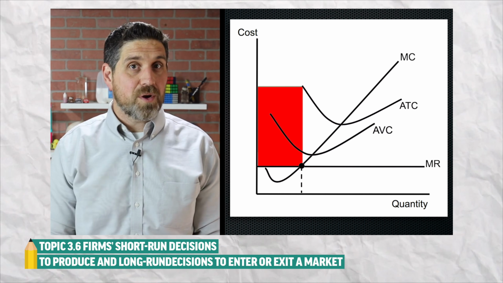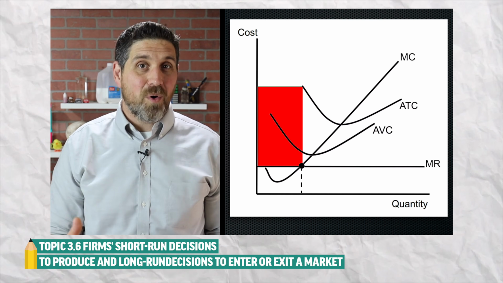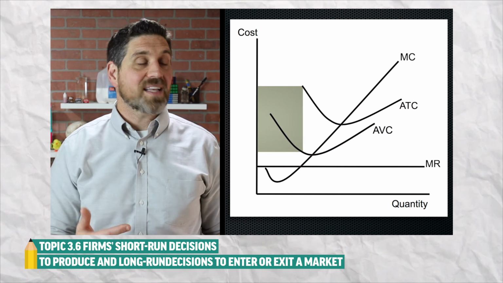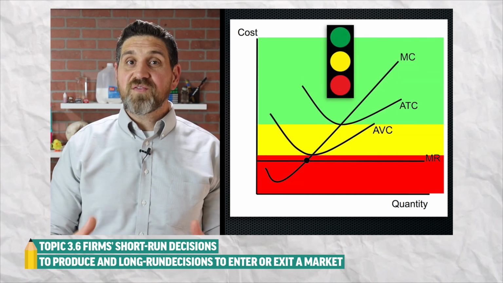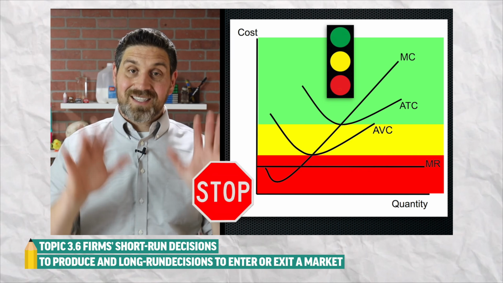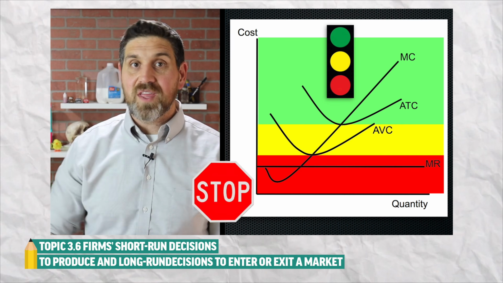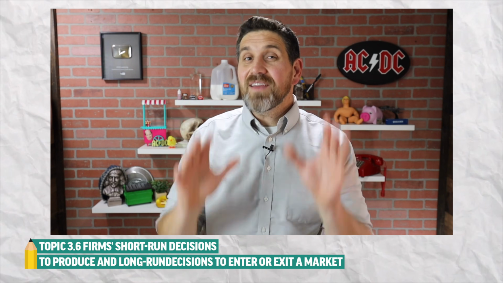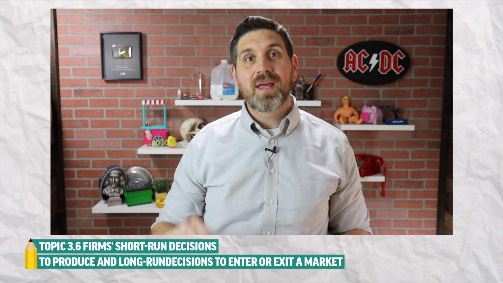Instead of continuing to produce and having that huge loss, it makes more sense to shut down and take your fixed costs as your loss. So whenever the price falls below the minimum AVC, you should stop and produce nothing. You should shut down. Again, you're not leaving the market, you're just shutting down in the short run.